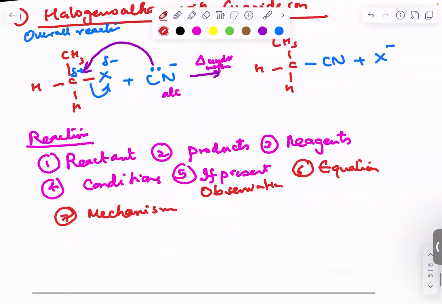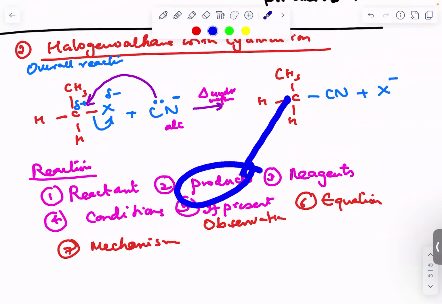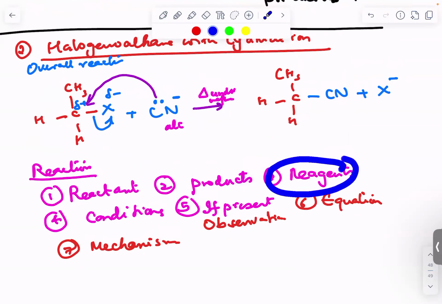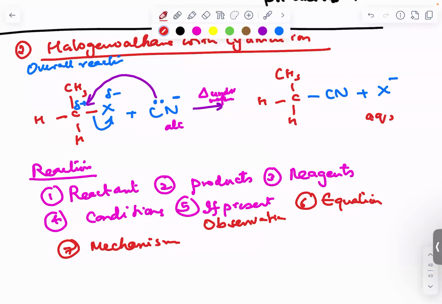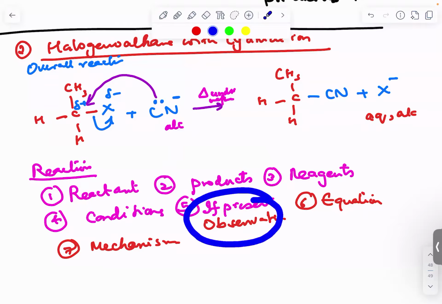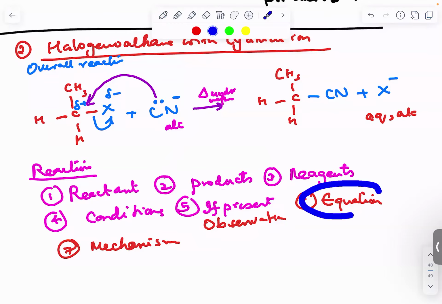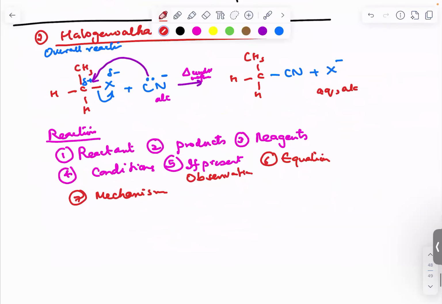So for example, in this case, reactant, these two are the reactants. Products, these two are the products. Reagent, this can come under reagent, but this alcoholic thing definitely comes in the reagent, because it makes a difference whether you are taking aqueous or alcoholic. Now the next step is condition. Condition would be heat under reflux. Observation, if present, there is no observation. And then equation, this is the equation. And then the mechanism, I am going to show you the mechanism. So can you guide me in writing the mechanism, Zena?